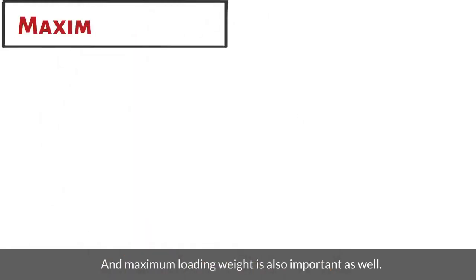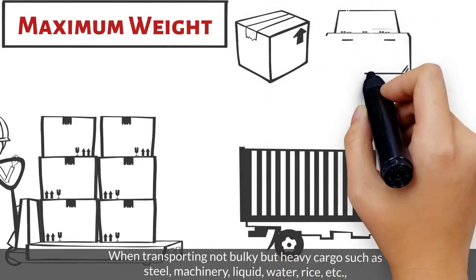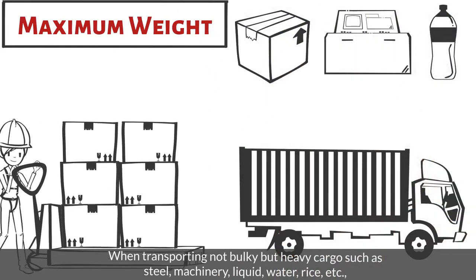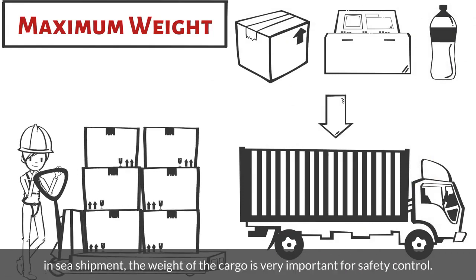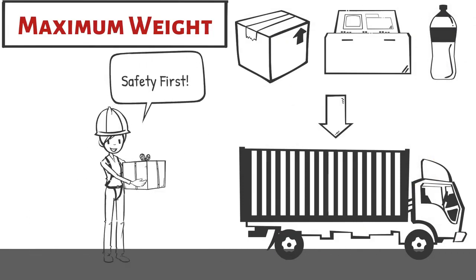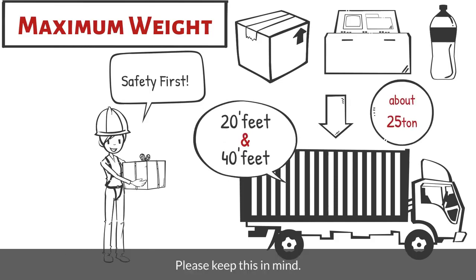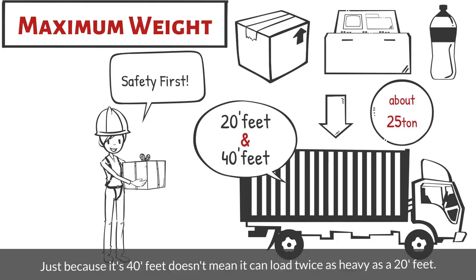And maximum loading weight is also important. When transporting not bulky but heavy cargo such as steel, machinery, liquid, water, rice, etc. in sea shipment, the weight of the cargo is very important for safety control. Therefore, the maximum cargo loading weight is about 25 tons for both 20 feet and 40 feet containers. Please keep this in mind. Just because it's 40 feet doesn't mean it can load twice as heavy as a 20 feet.